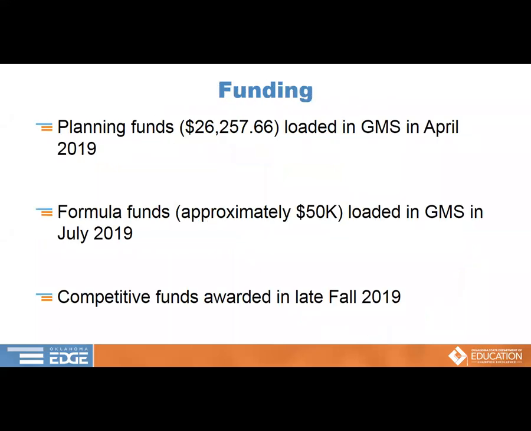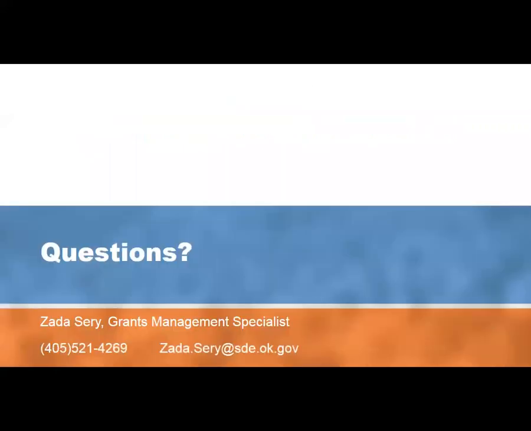To remind you of the funding, you received planning funds in the spring of FY19, and anything that was not claimed will carry over into the next year, and you will receive your implementation funds, approximately $50,000, in the beginning of July 2019 for the FY20 year. We believe that the competitive funds will be awarded in late fall of this year.